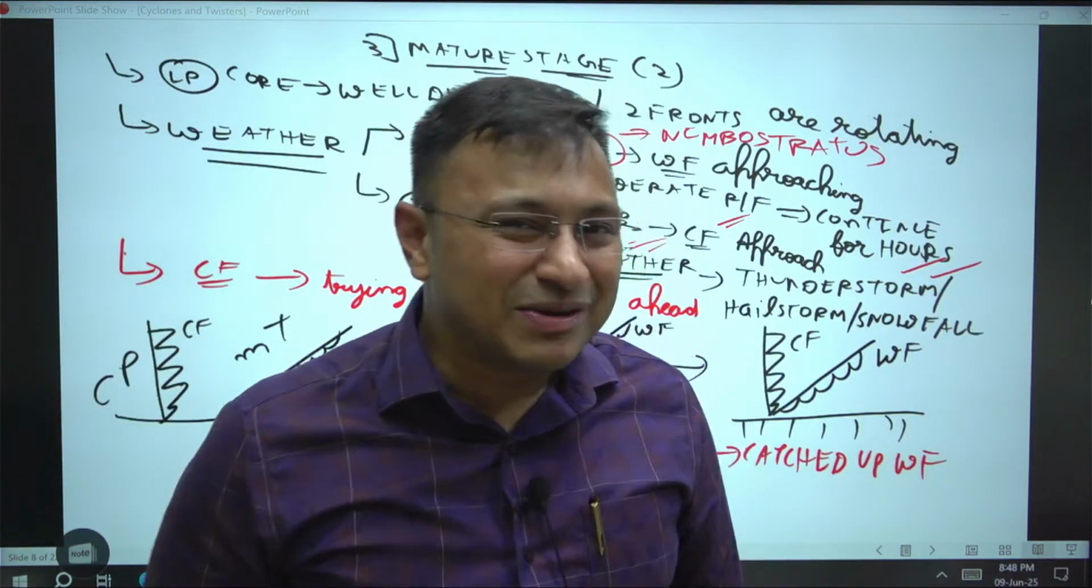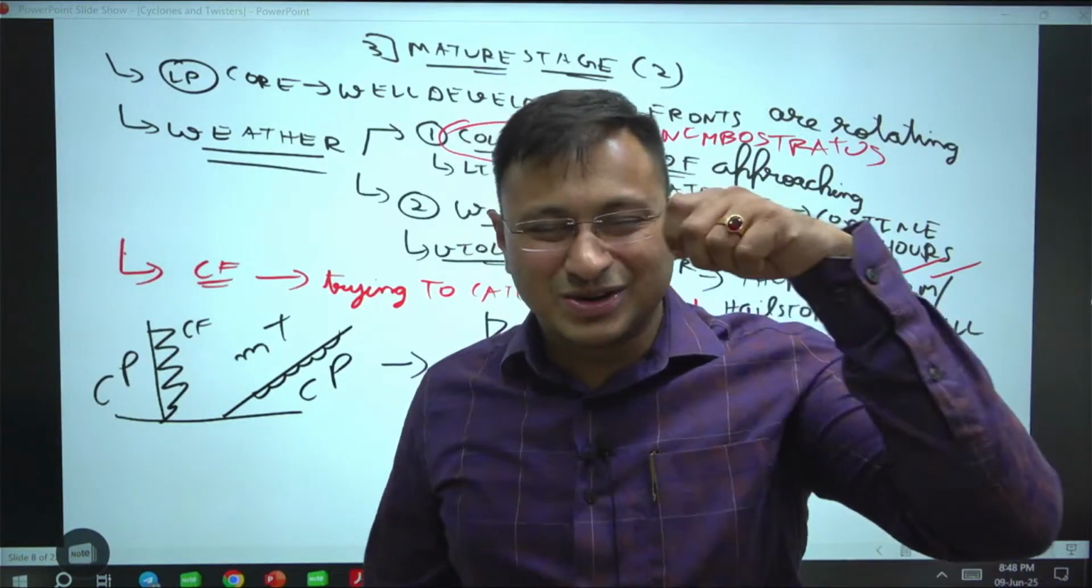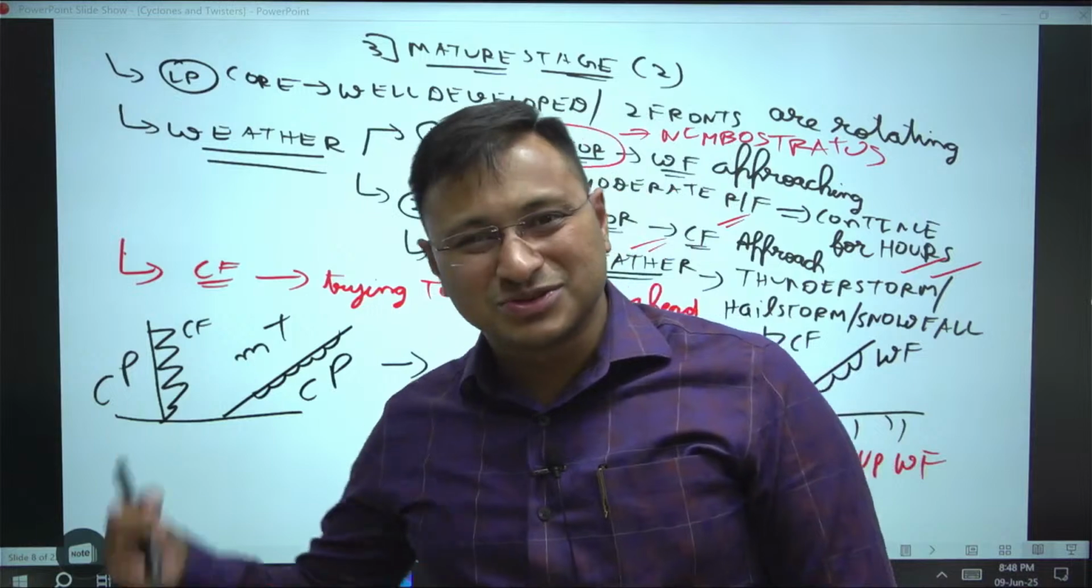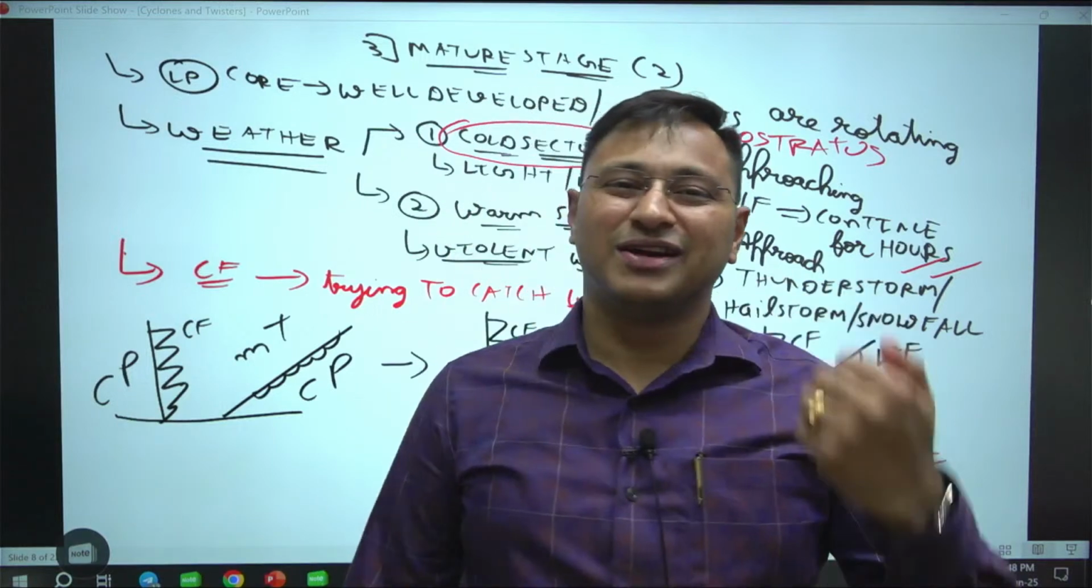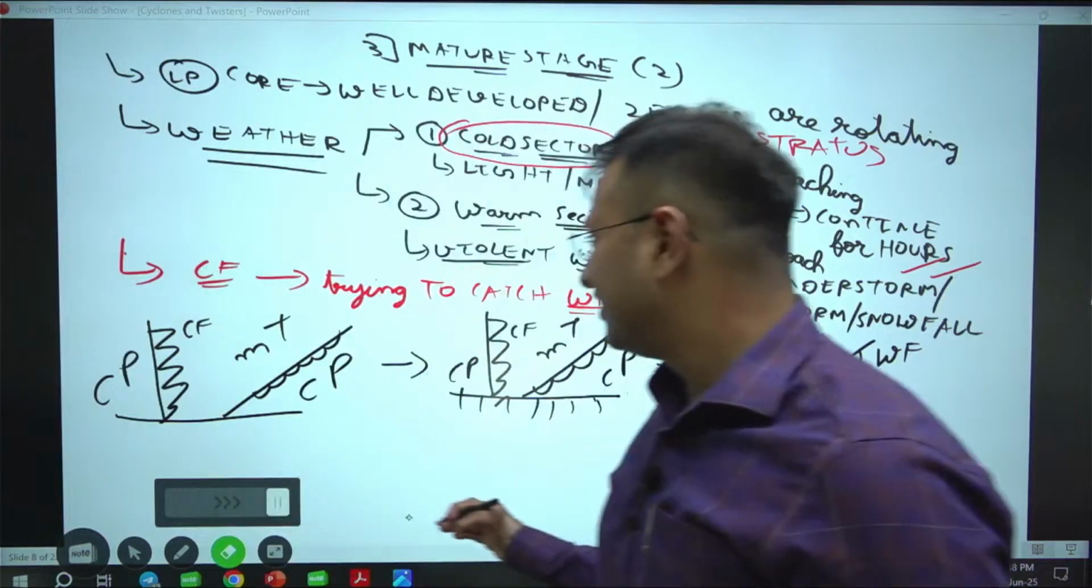This is what happened on 11th of July 2019. Mahendra Singh Dhoni ji was batting against New Zealand in Lord's, and suddenly a cold front came and we lost the match basically because of that.